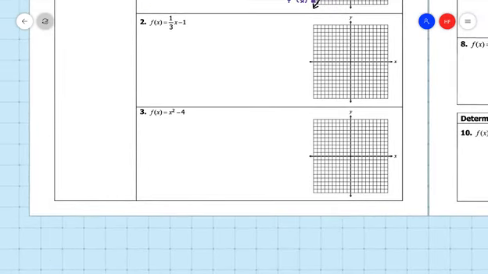Number 2, we'll do the same thing. I'm going to graph the line that we're given first, 1/3 x minus 1. So y-intercept at -1, and then a slope of 1/3. Connect them. So that line is f of x.